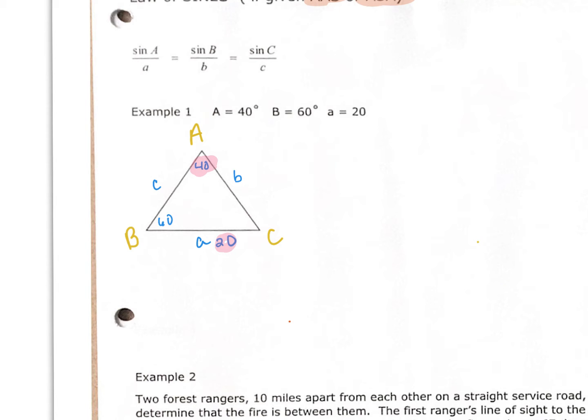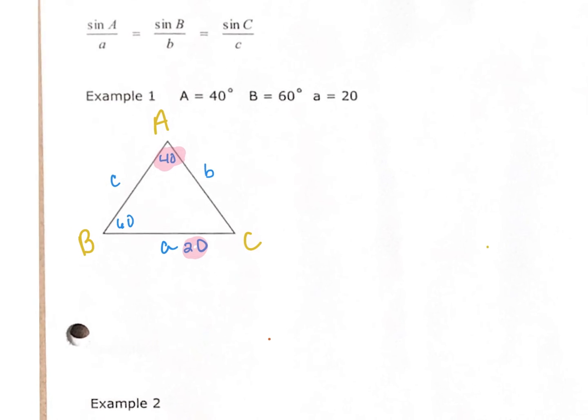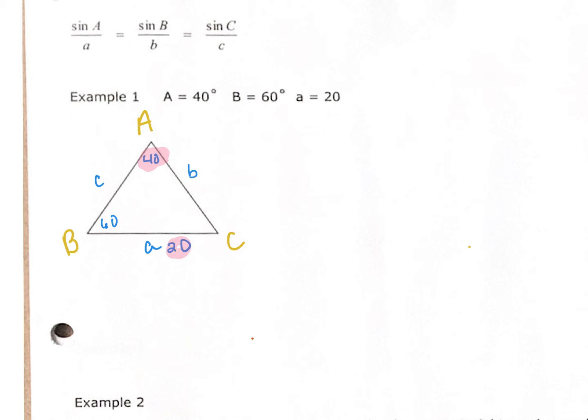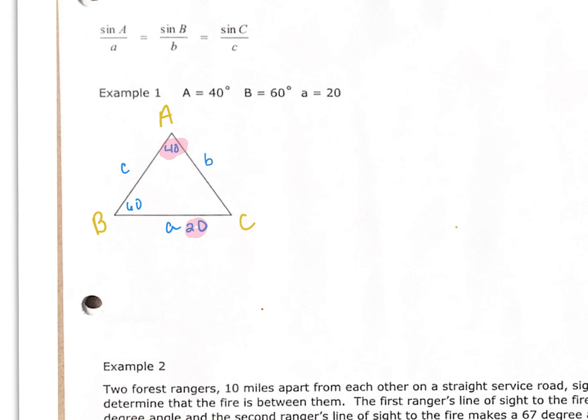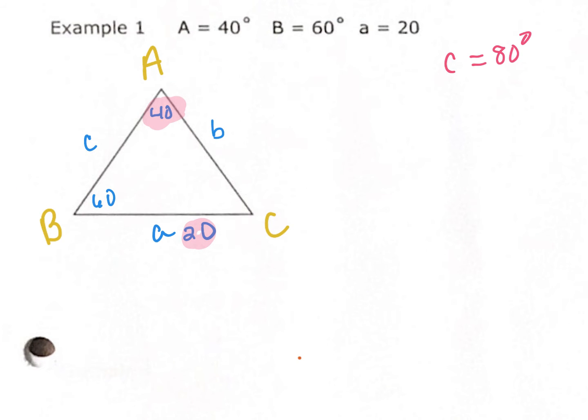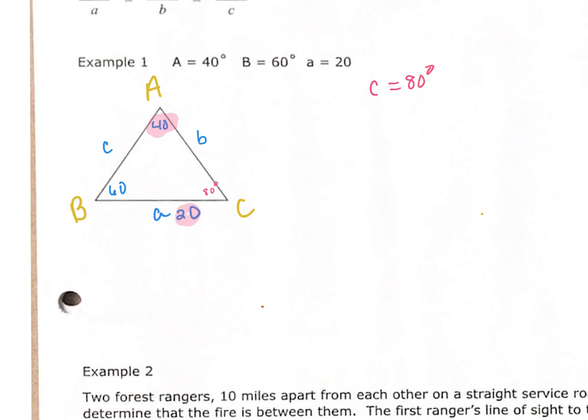All right, it's very easy to figure out what angle C is because the sum of the angles has to equal how much? 180. So if we do 180 minus that sum of 100, we know that angle C has to be equal to 80 degrees. So we can label that right away. And now we've got to figure out what side B is equal to, and what side C is equal to.